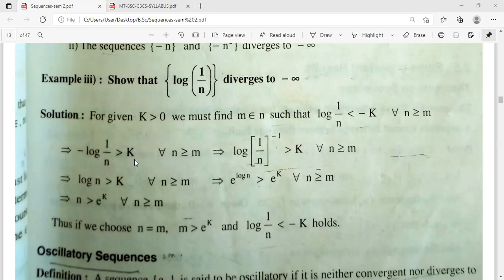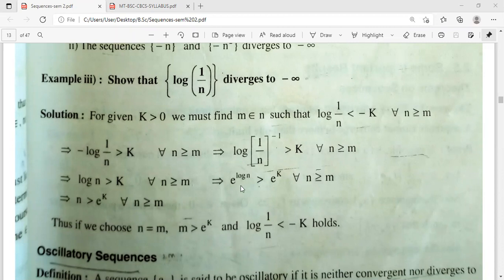Now the same you can write as log of 1 by n to the power minus 1, because log a to the power m you can write as m log a. So minus 1 means log of 1 by n to the power minus 1 greater than k. Now 1 by n to the power minus 1 you can write as n, because a to the power minus n you can write as 1 by a to the power n. By using that you are going to get n here. So log n greater than k.